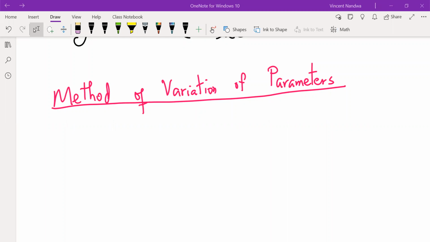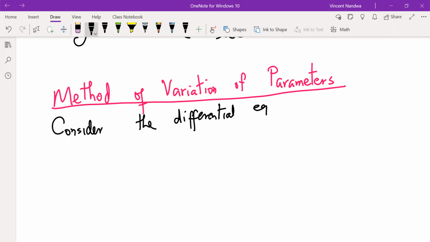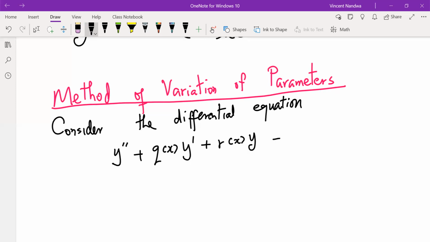In this lecture, we describe the method of variation of parameters and do an example to illustrate how it works. So consider the differential equation of the form y double prime plus q of x y prime plus r of x y equals g of x.